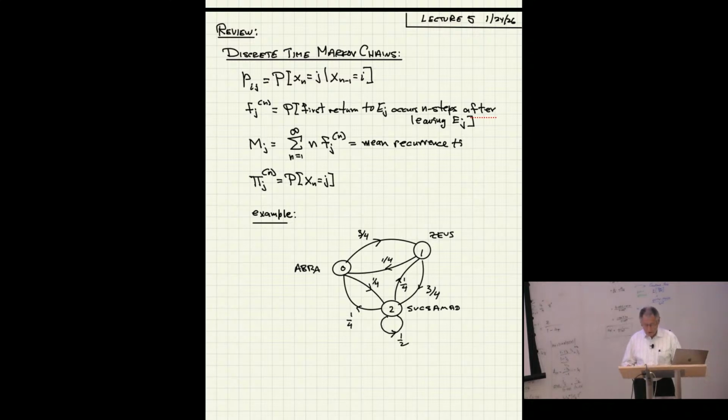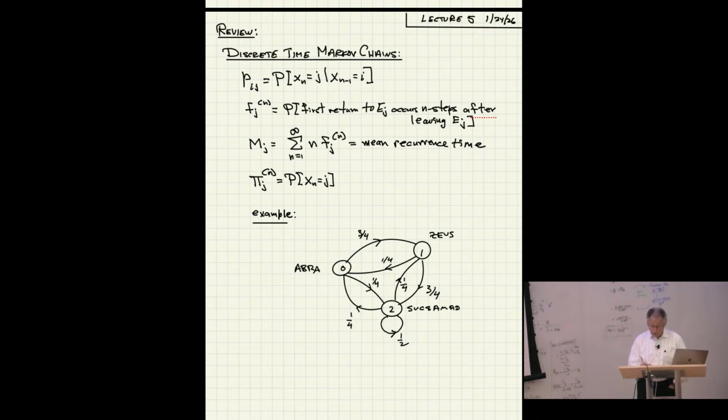So, a short review of the bit we did on discrete time Markov chains. Let's note that we defined the important quantity, the one-step transition probabilities, going from state i at time n minus 1 to state j at time n. It's going to appear in whatever we do. We define something called the first return to a state once you leave it. F sub j super n is the probability that the first return is in n steps. Capital M sub j is the mean recurrence time: once you leave the state, on average, how long will it take to get back to that state? We're going to use that quantity later to try to characterize states.